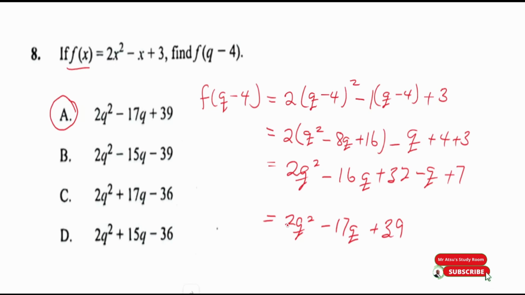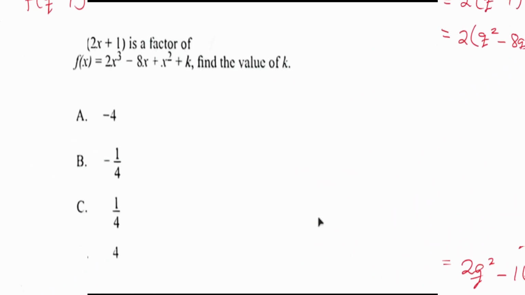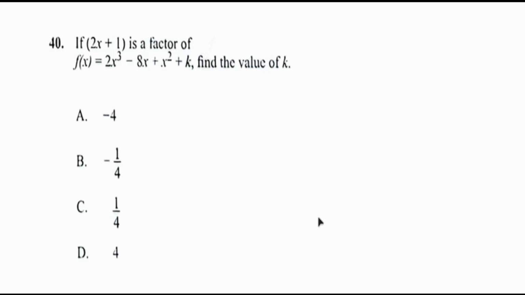Then we move to the next question, which is question 40. Question 40 reads that if 2x plus 1 is a factor of f of x equals 2x cubed minus 8x plus x squared plus k, find the value of k. We start right from here that 2x plus 1 is a factor of f of x. And if 2x plus 1 is a factor of f of x, it means that 2x plus 1 equal to 0 will be a root of f of x.